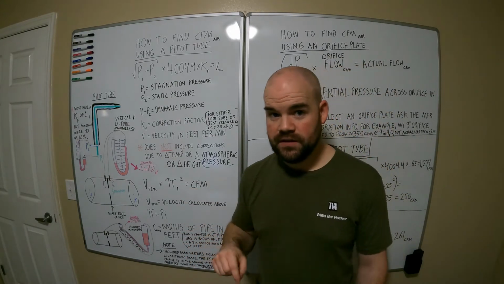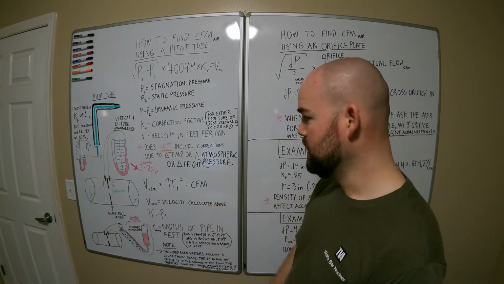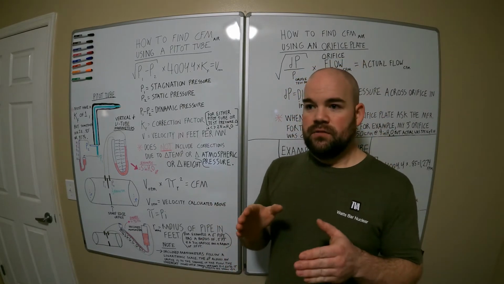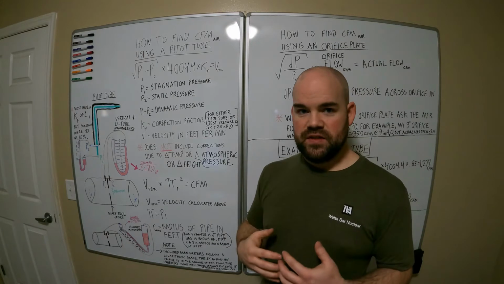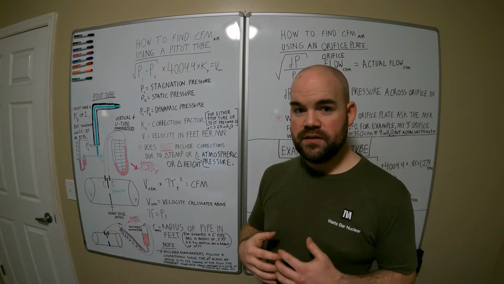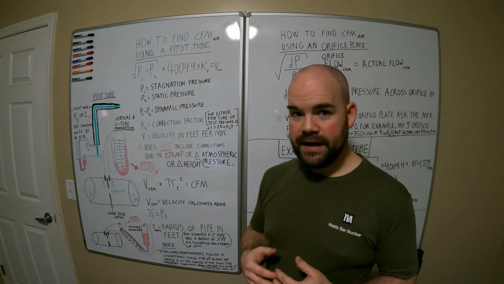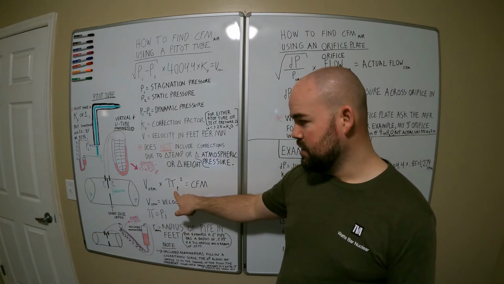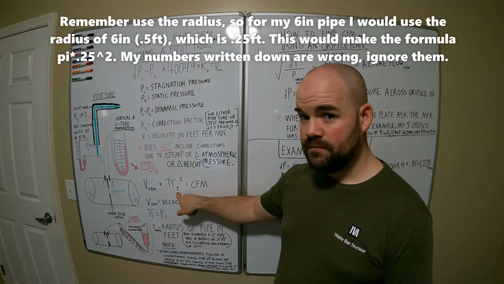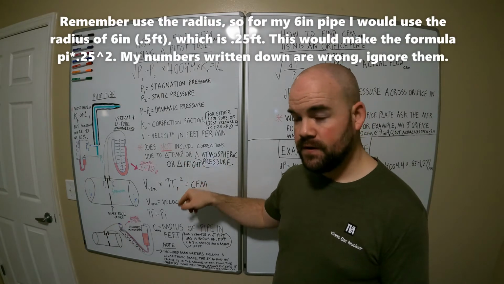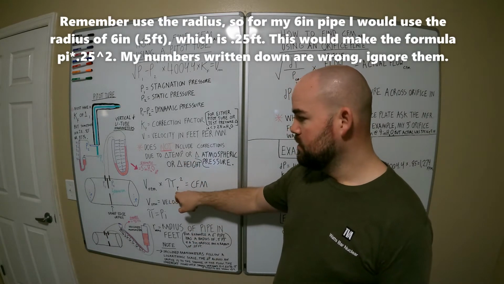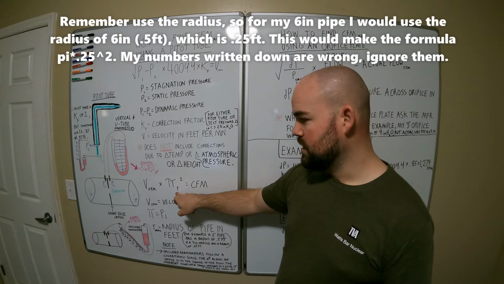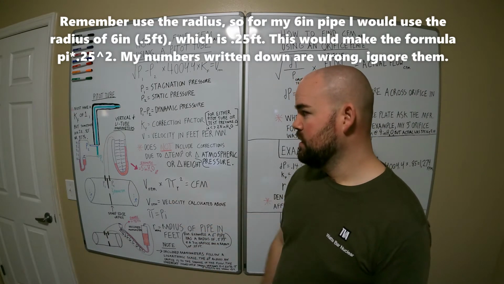In feet. This is where a lot of people screw this up. For example, my pipe is a 6-inch pipe. Okay, 6 inches is half of a foot. So this would be pi 0.5 squared, half a foot. Now, that is where this goes. Okay, you gotta remember that.